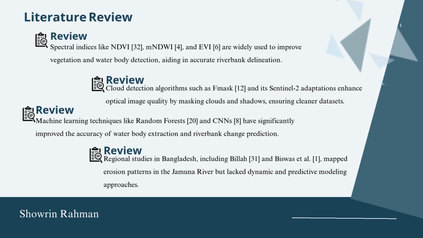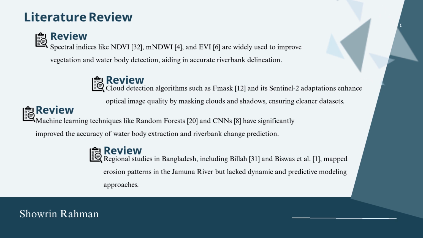Let's explore the research literature review. Our work builds on a rich foundation of prior research. Studies like Billa and Vishwas mapped erosion patterns in the Jamuna River but stopped short of dynamic or predictive modeling. We drew inspiration from spectral indices like NDVI, MNDWI, and EVI, widely recognized for their effectiveness in vegetation and water body detection, as cited in the references.